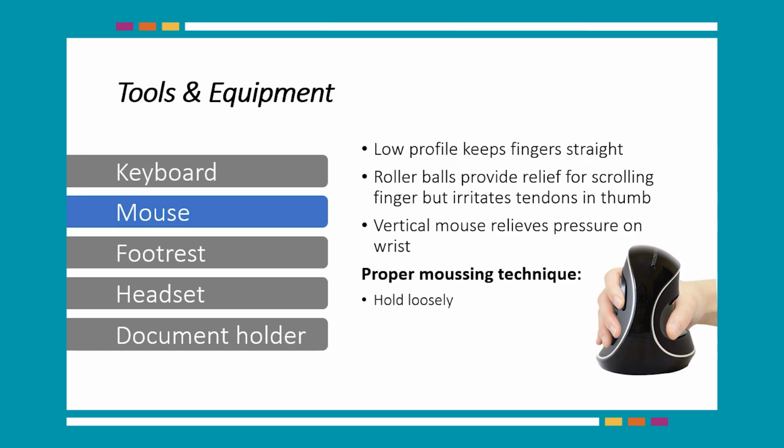When using a mouse, hold it loosely rather than gripping it firmly. Do not rest your wrist or forearms on the mousing surface. Try to use your whole arm and shoulder to move the mouse. This allows the larger, stronger muscles to do the heavy lifting. Moving the mouse from side to side with your wrist causes inflammation in the carpal tunnel.